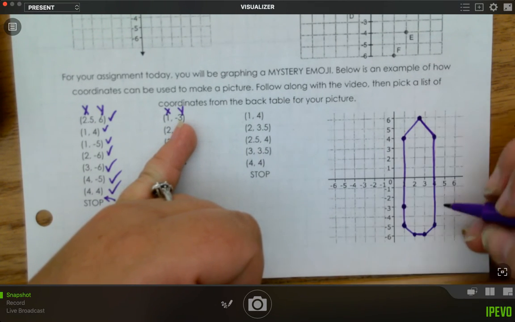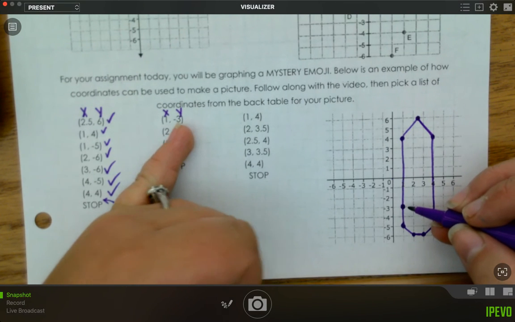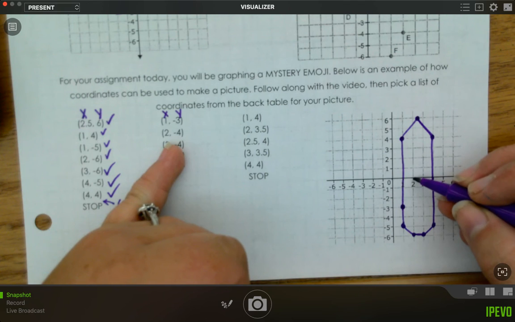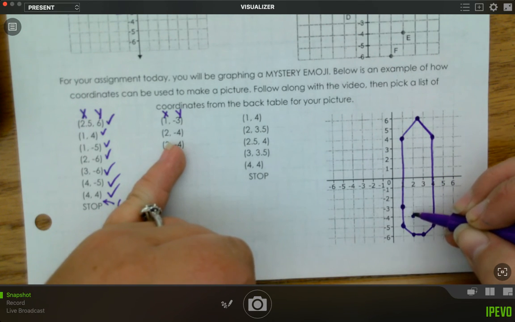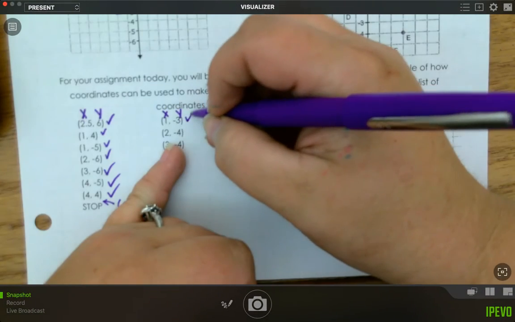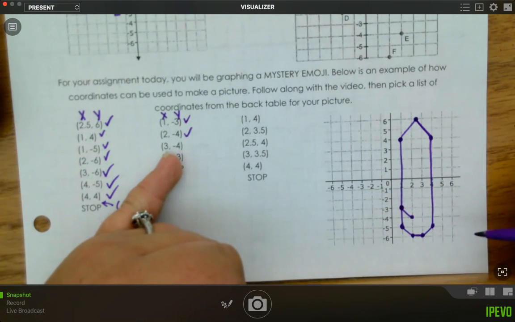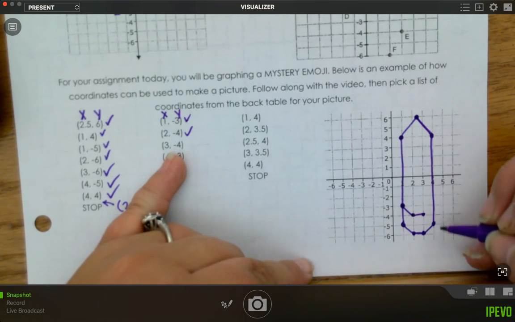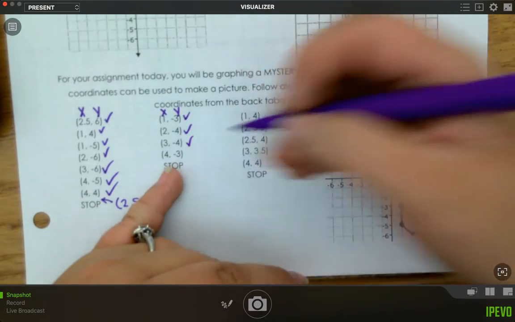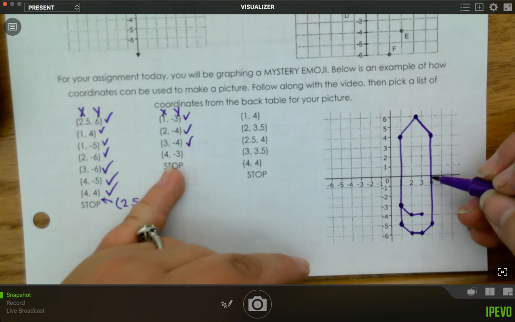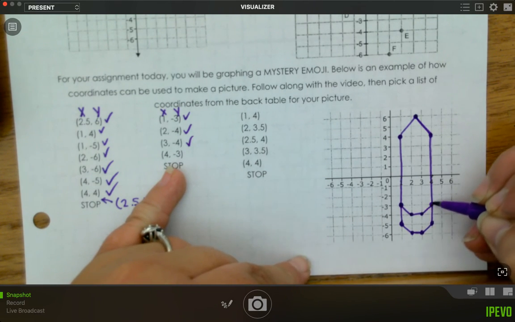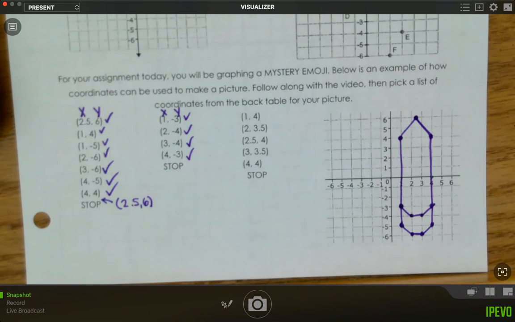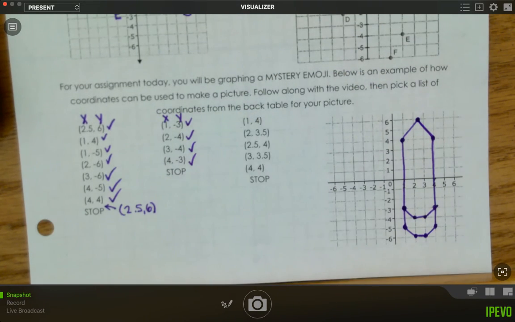You'll notice that it's already on our line, and that's okay. Then over 2, down 4. 2 to the right, down 4. And we're connecting these as we go. 3, -4 is right 3, down 4. And 4, -3 is right 4, down 3. Stop. Stop connecting them for a second and go on to your last ones.